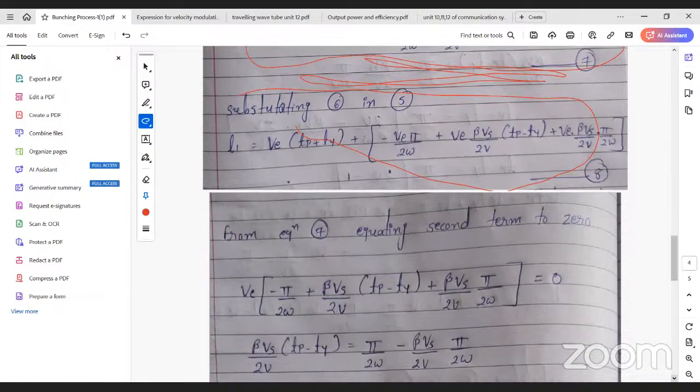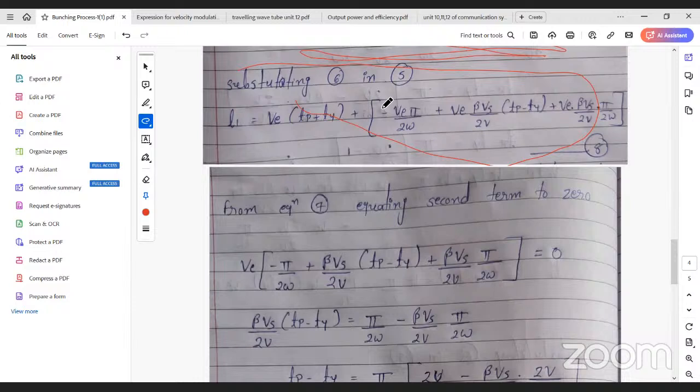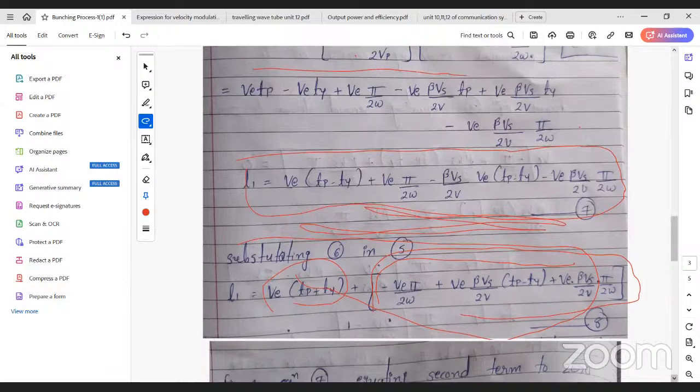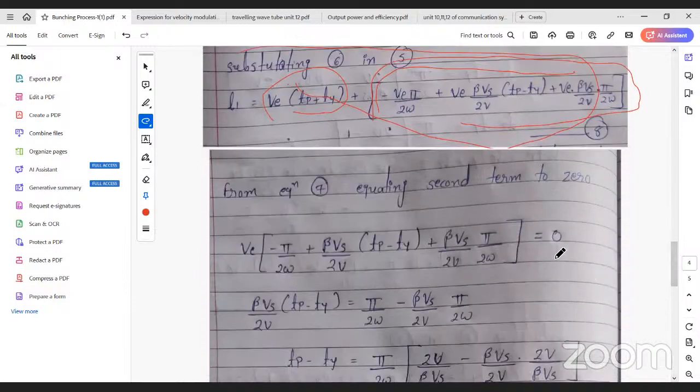After calculating 7 and 8, what am I doing? I am taking only the second part. What is the second part here? This is the first term of the equation. This is the second term of the equation. From equation 7, I am calculating for minimum, not for maximum. For minimum, I take equation 7 and make the second term equal to 0. After making the TP minus TY term the LHS, I got this equation.